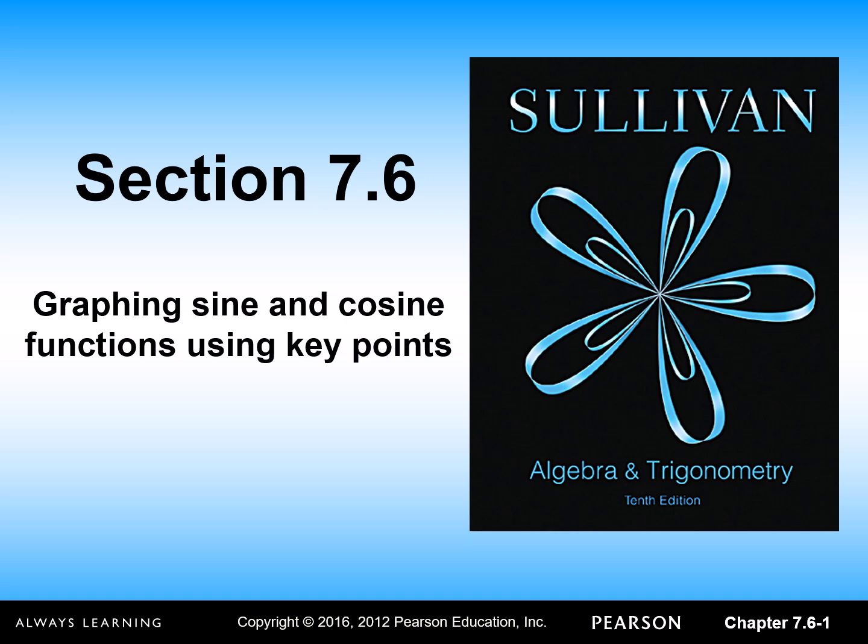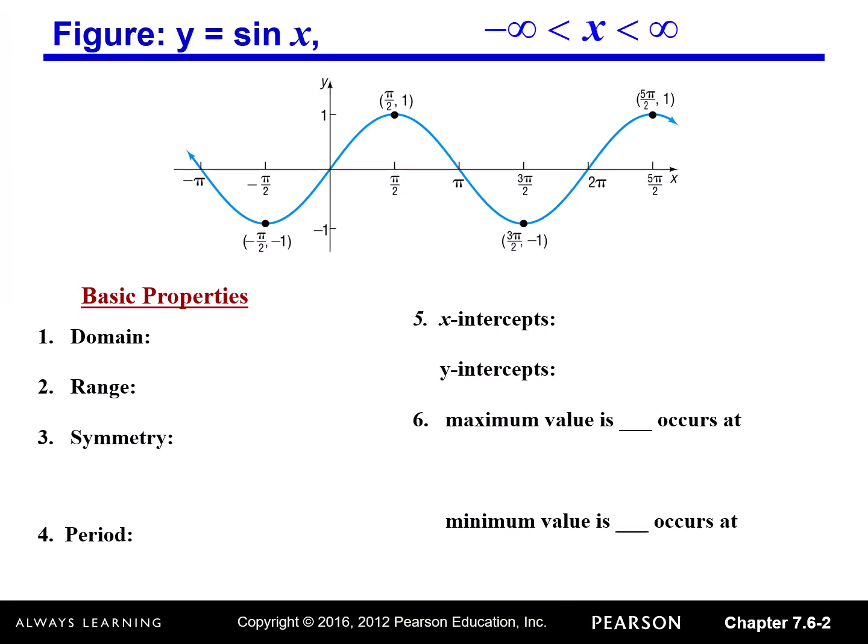In this video, we will explore graphing sine and cosine functions using key points. Let us start with the basic sine function and identifying its basic properties. So in finding the domain of this sine function, the domain is all real numbers, or from negative infinity to positive infinity. And the range is from -1 up to +1.